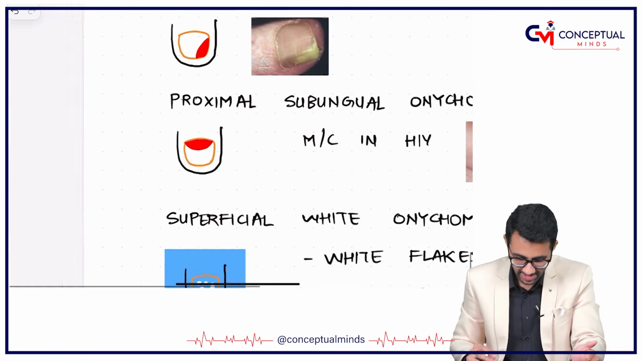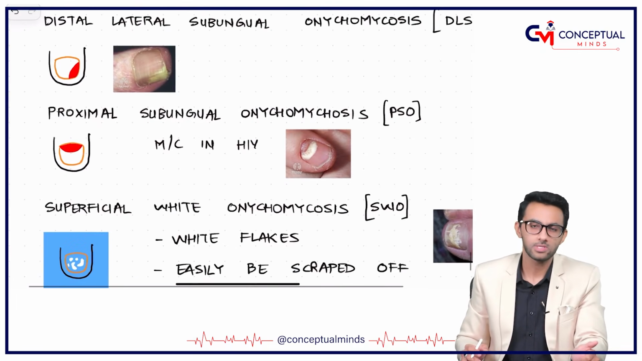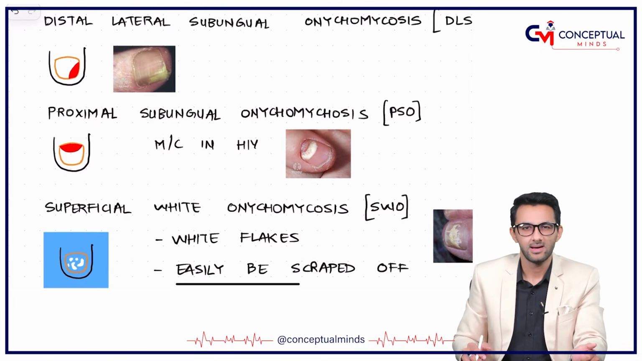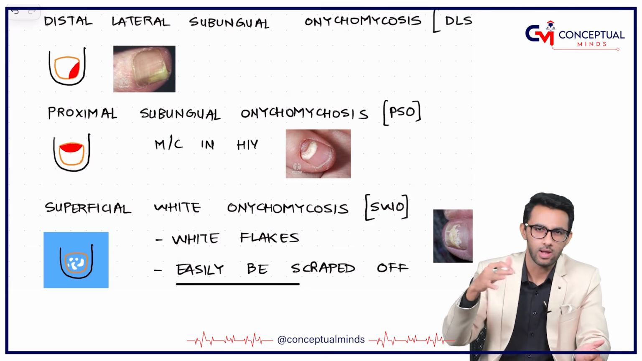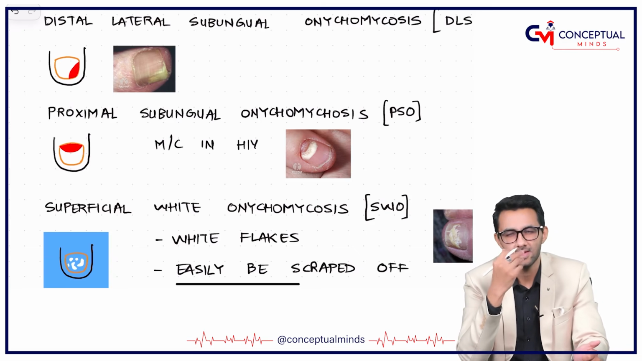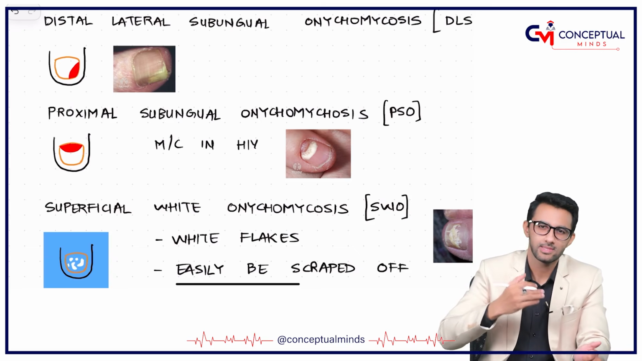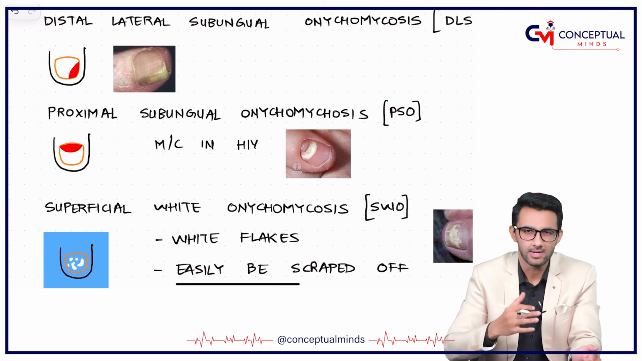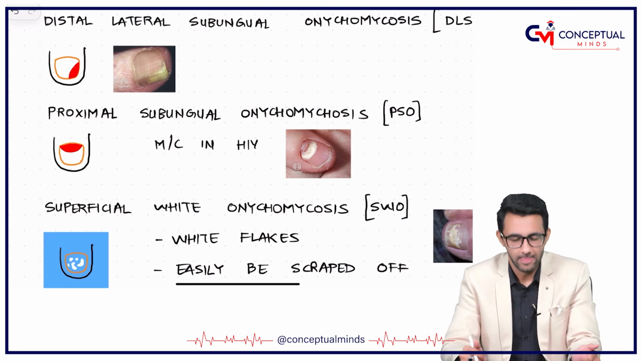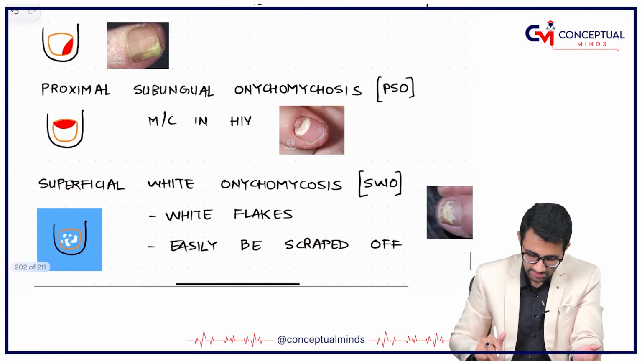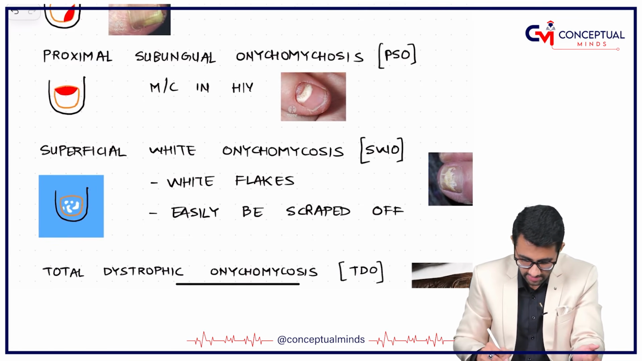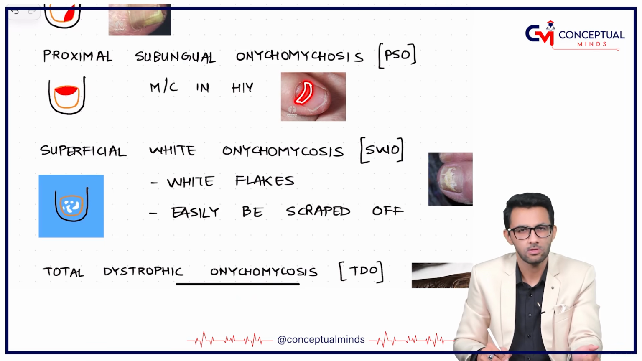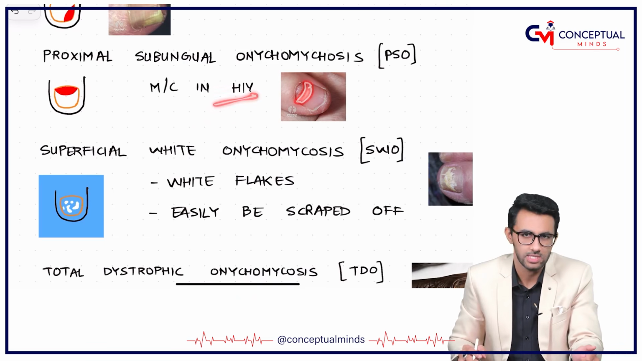How about PSO, the proximal subungual onychomycosis? If you are still confused about the proximal and distal parts, distal is the further one, and proximal is the one which is near the center. In case you mess that up. So this is the PSO part. Will we see it in a normal individual? No, this is most common in HIV patients.